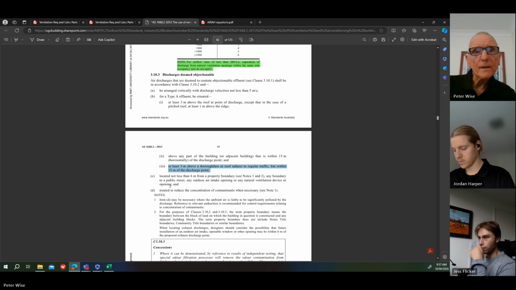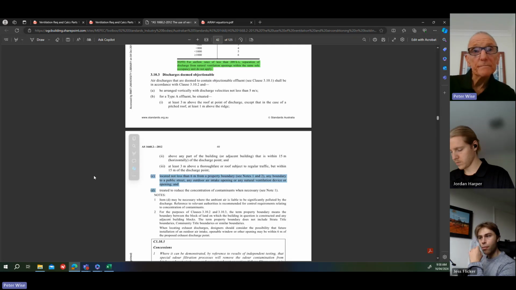Now this next one, C: located not less than 6 metres from a property boundary, any boundary to a public street, any outdoor air intake opening, or any natural ventilation device or opening. So this is the old clause that used to apply to all discharges, that it has to be at least 6 metres away from any boundaries or outside air intakes. They've relaxed that now for non-objectionable discharges, as I said just before. So it's understanding that distinction between the two.